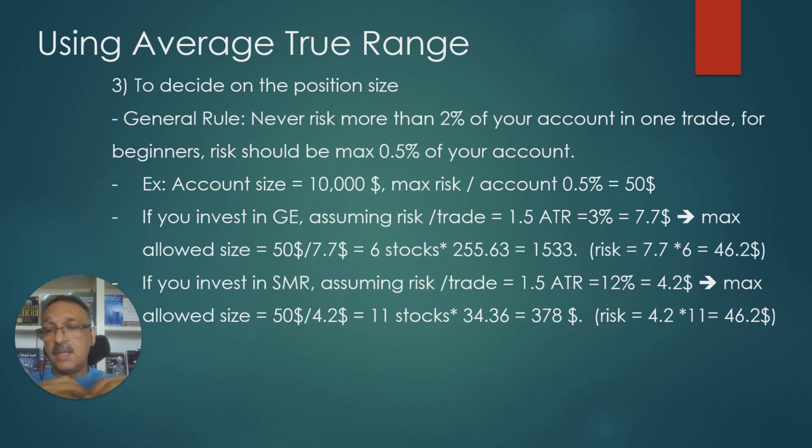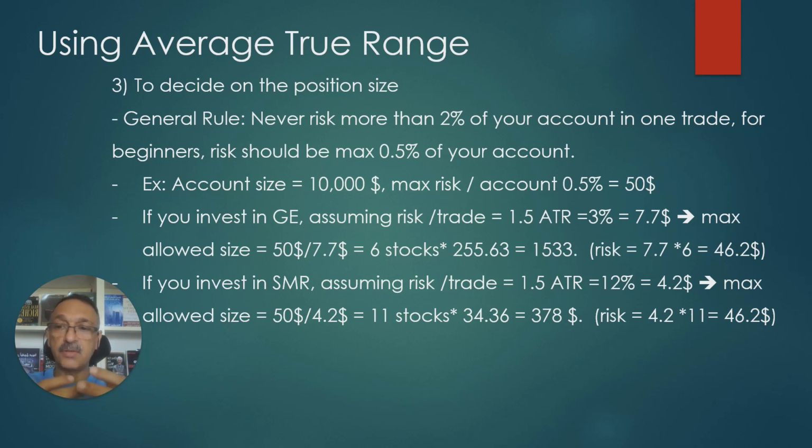Let's take an example. Let's assume that you have an account size of $10,000. Let's assume you are going to use a 0.5% risk factor. Then the maximum risk that you can take in this account is 0.5% multiplied by 10,000, which is $50. This is the maximum risk that you can take per trade.